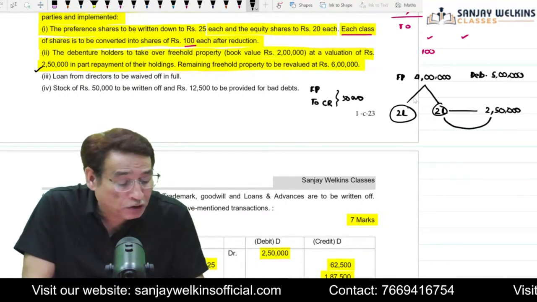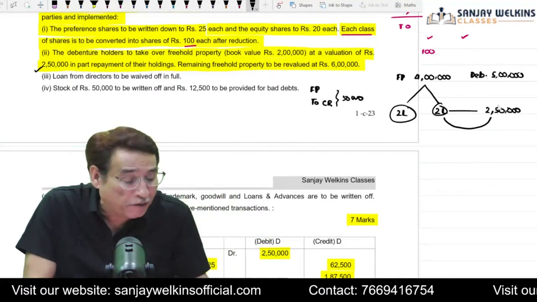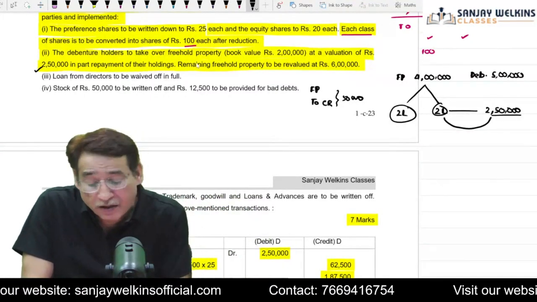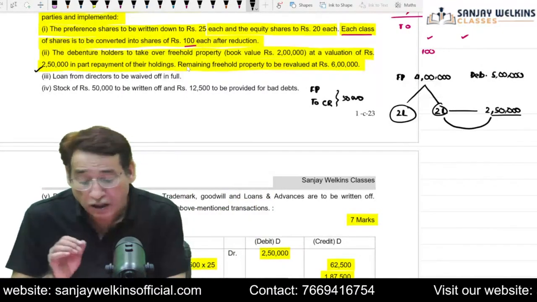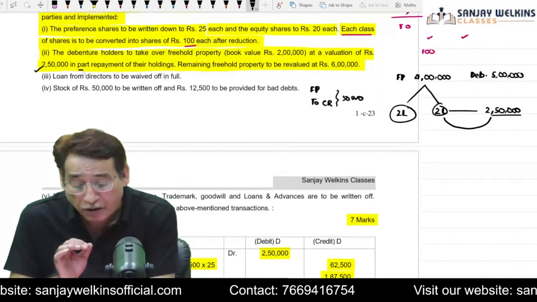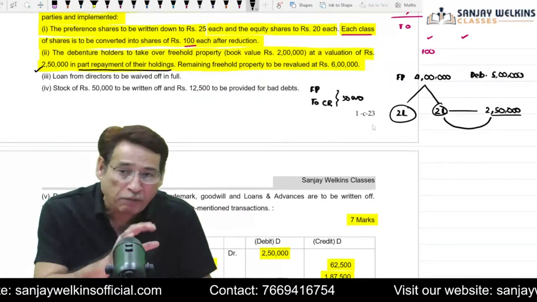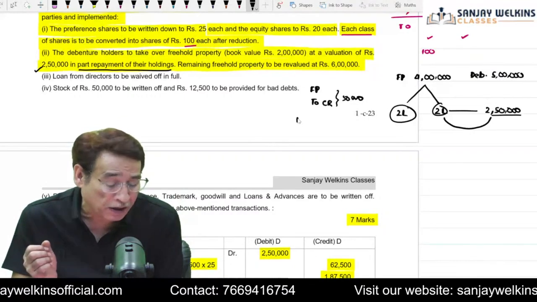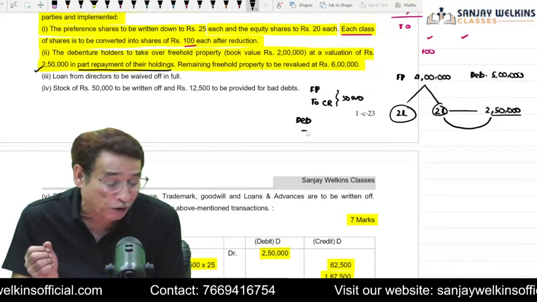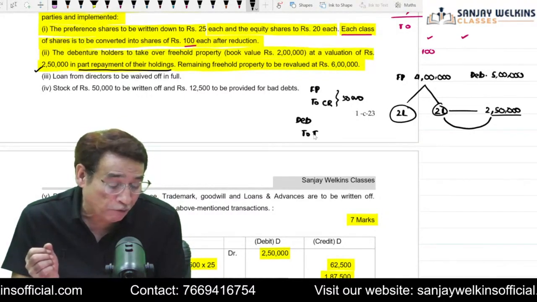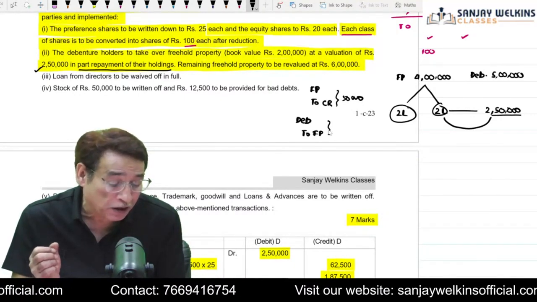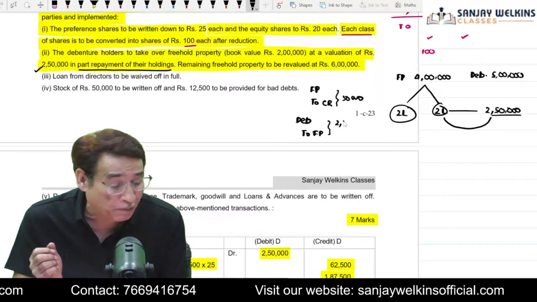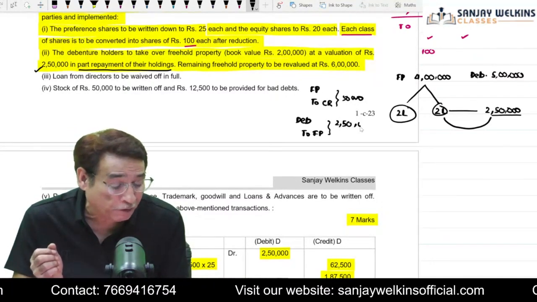Because 2 lakh worth of freehold property has been taken over by debenture holders, and they have taken it at 2,50,000. And it is written they have taken over this property in part repayment of their holding. So obviously then you will have to pass another entry, debenture account debit to freehold property. This 2 lakh worth of freehold property is being delivered to the debenture holder in part payment. So that means debenture holder liability will come down only by 2,50,000.